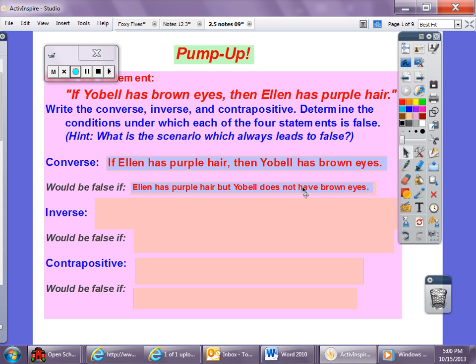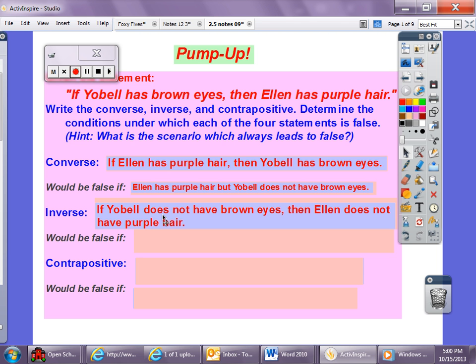So the inverse, can anyone say what the inverse is? Once again, just pause it, get some volunteers, and then play it when you're ready. So the inverse: if Yobel does not have brown eyes, then Ellen does not have purple hair. And it would be false if Yobel does not have brown eyes, but Ellen does have purple hair.